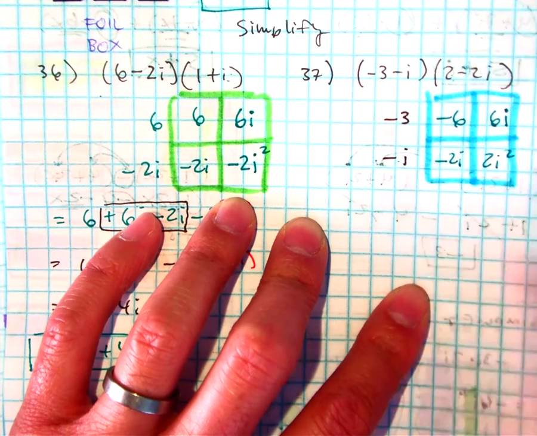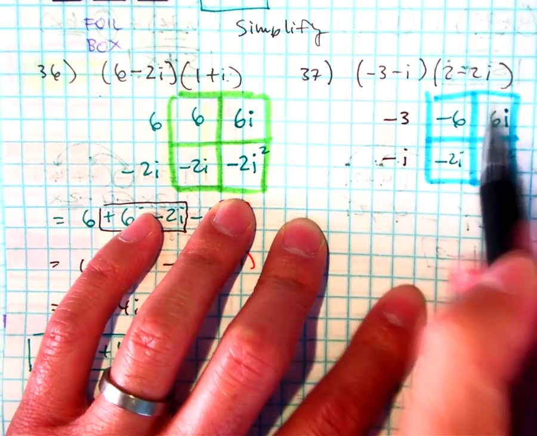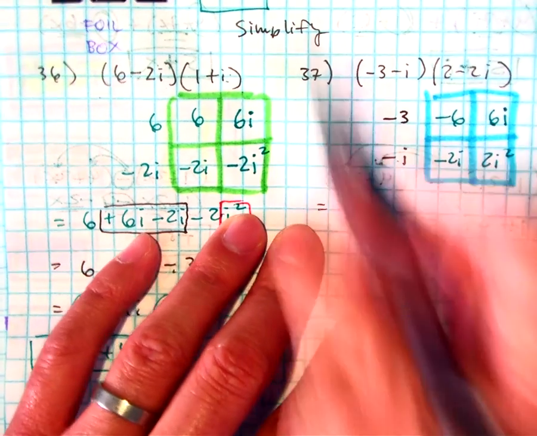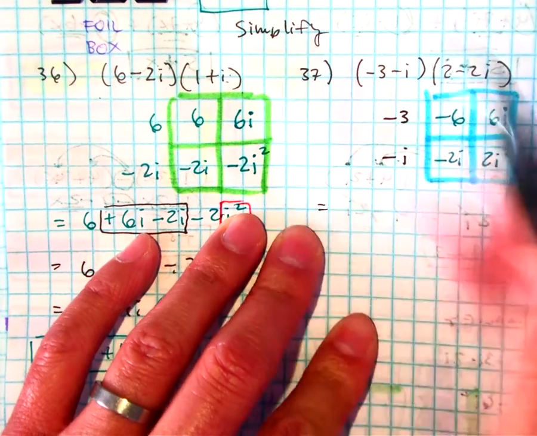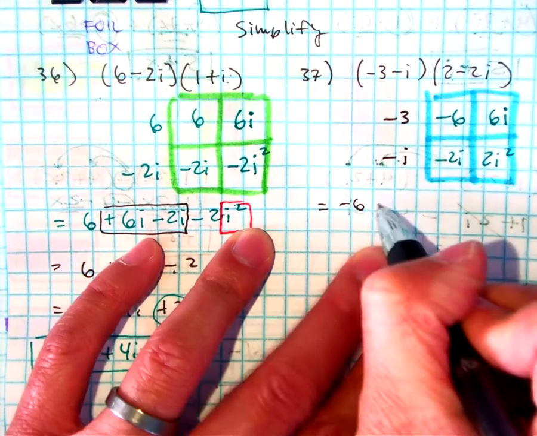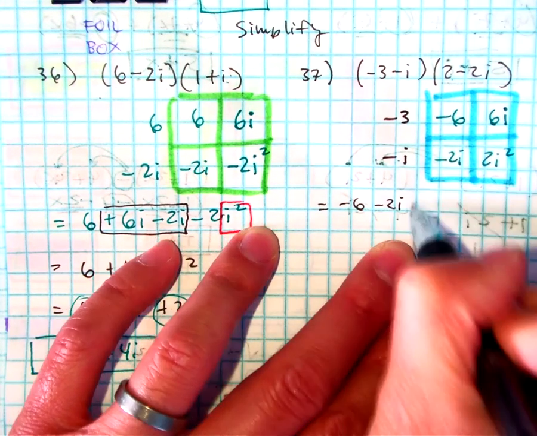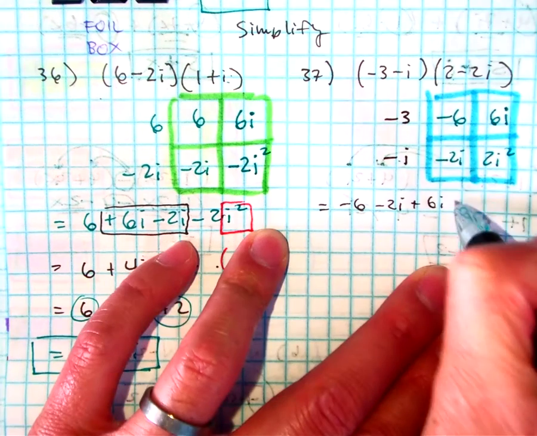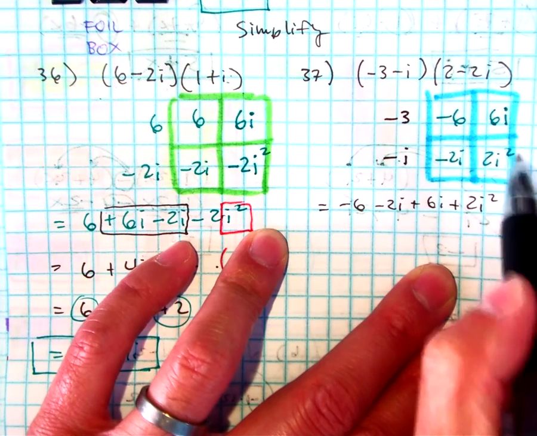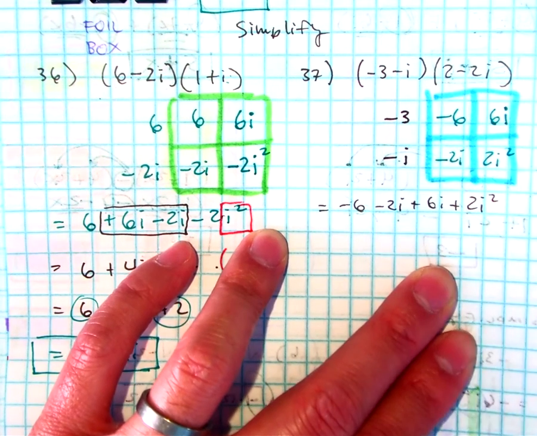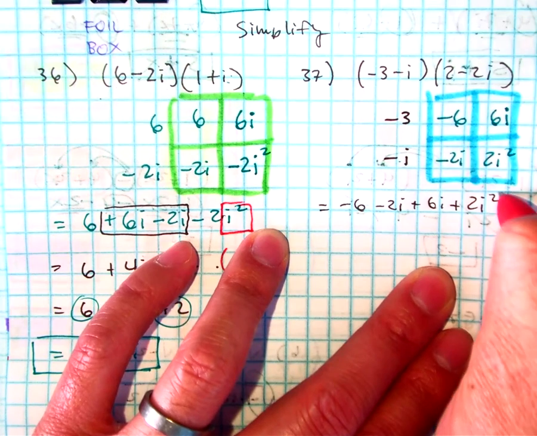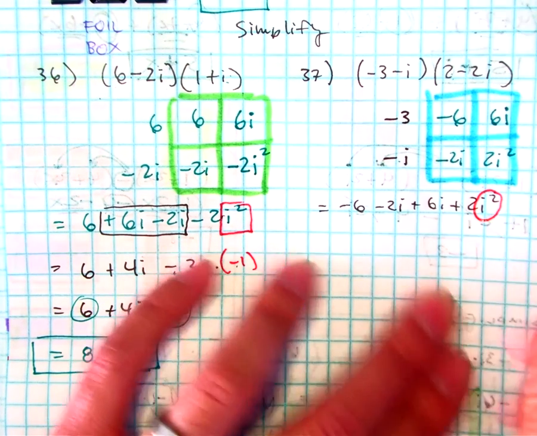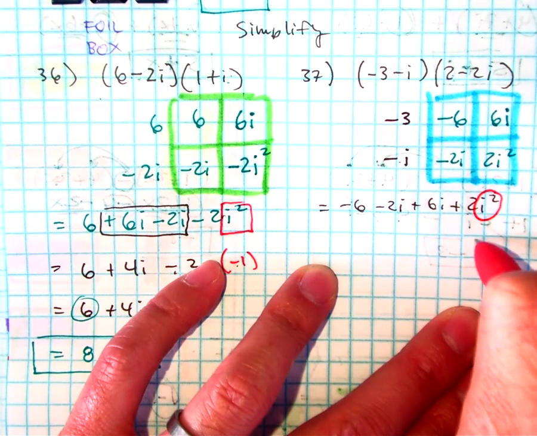Very good. So now I'll just write down those terms. So we've just multiplied. Now we're going to add. Negative 6 minus 2i plus 6i plus 2i squared. Remember, if it's not negative, it's positive. Nicole, what do we know about i squared? Negative 1.